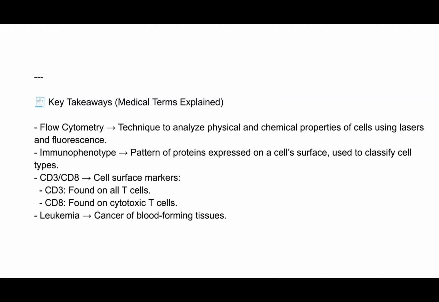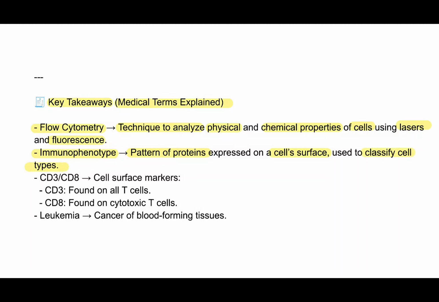Now we will discuss the key takeaways and medical terms explained. Flow cytometry: a technique to analyze physical and chemical properties of cells using lasers and fluorescence. Fluorescence is basically a dye. So it is a technique to analyze physical and chemical properties of cells using lasers and dyes. Immunophenotype: pattern of proteins expressed on the cell's surface that is used to classify cell types.